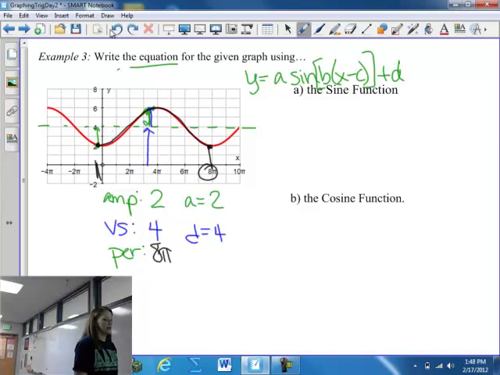If the period's 8 pi, what's B? B is whatever you divide 2 pi by to get 8 pi. In other words, how about 1/4? 1/4 sounds fabulous. Once again, if you need fraction help, come see us.